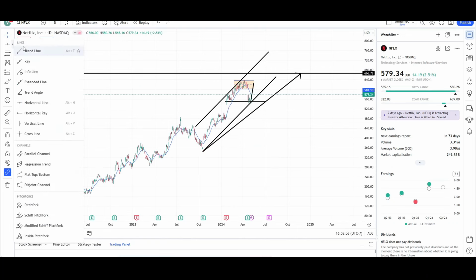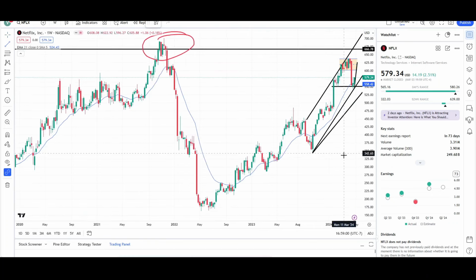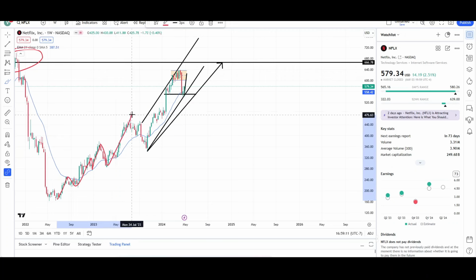Let's take a look at the weekly chart. I do want to draw this trend line, but I could do it on the weekly chart. So you see that it's still very bullish looking. You see that price is consecutively making higher highs, higher lows. Let me go and draw it out. So we have a higher high, higher low, higher high, higher low, higher high, higher low, higher high, higher low, higher high, higher low. So again, it looks like a very strong uptrend.